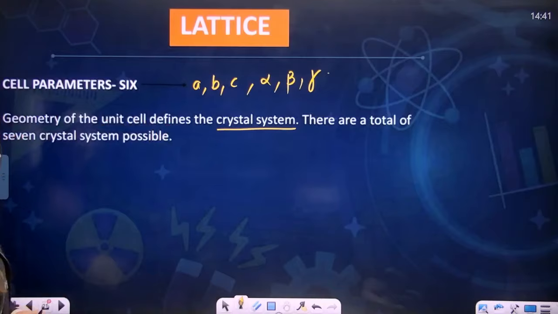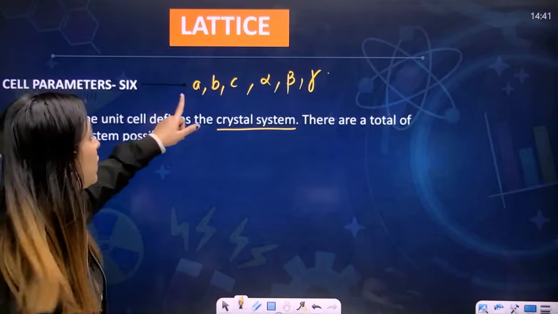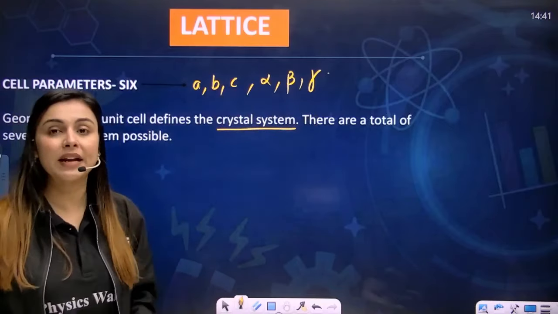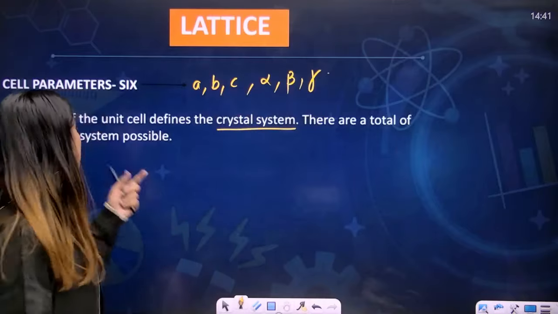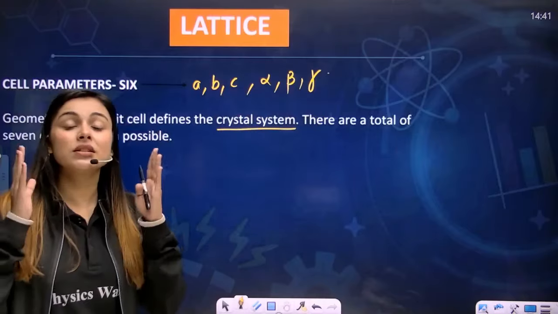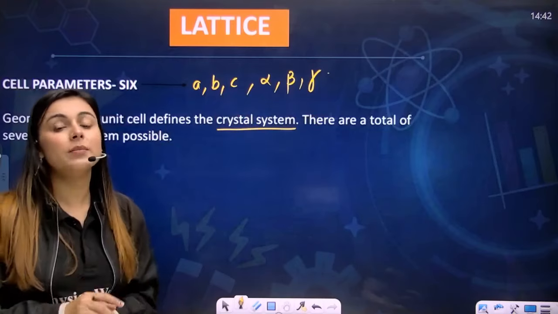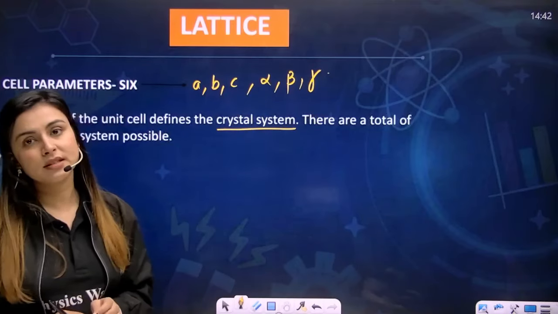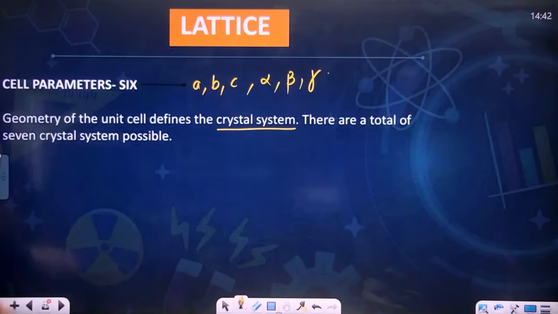There are a total of seven crystal systems. Depending on the values of these six parameters, my dear students, seven crystal systems are possible. Now, we'll be understanding which seven crystal systems these are. Okay, so for that, you need to write it down and then we'll move forward.